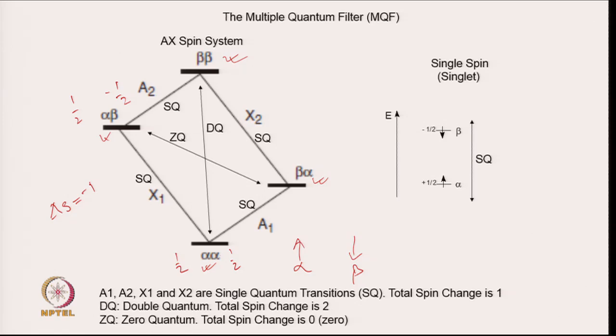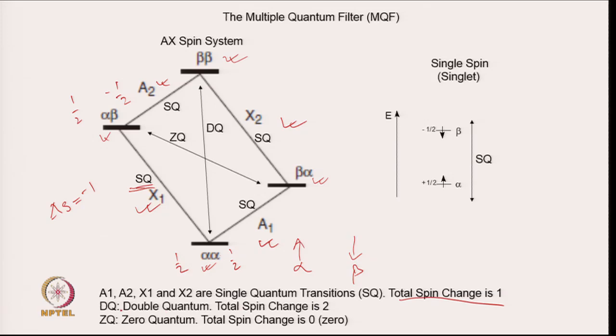And if delta S is minus 1 or plus 1, then basically you have a single quantum transition. So, if total spin change is 1, then you have single quantum transition, and that you can see with this transition and this transition. So, A1, A2, X1, X2, the total spin change is 1.